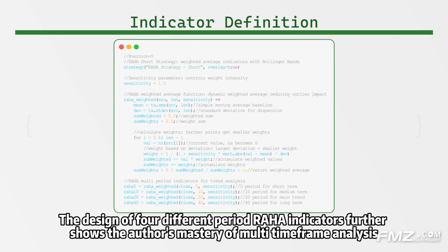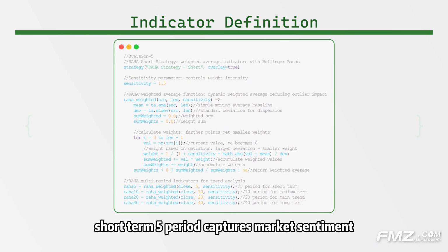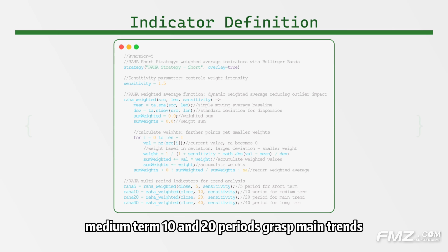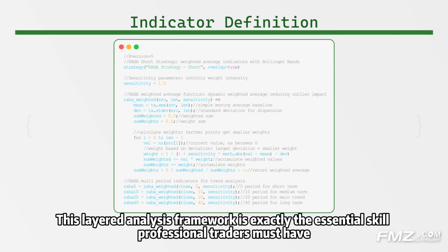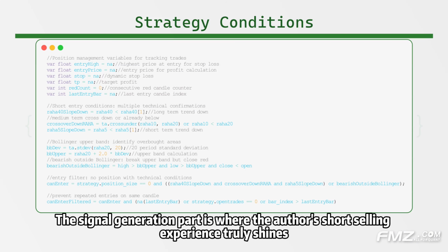The design of 4 different period RAHA indicators further shows the author's mastery of multi-timeframe analysis. Short-term 5-period captures market sentiment, medium-term 10 and 20 periods grasp main trends, long-term 40-period confirms the big direction. This layered analysis framework is exactly the essential skill professional traders must have. The signal generation part is where the author's short-selling experience truly shines.